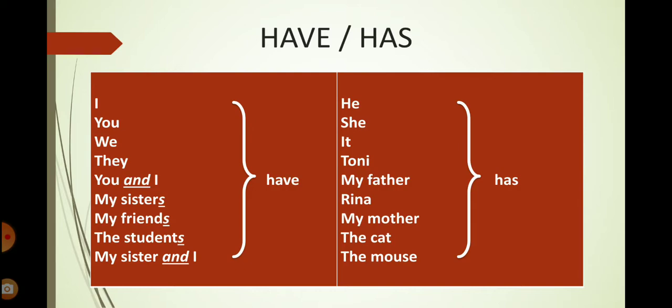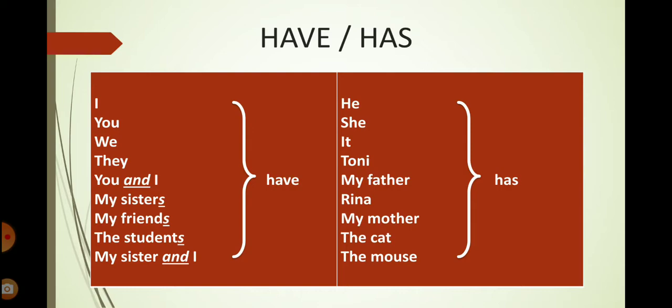So I have a cat. You have a new book. We have good school. They have. You and I have. My sisters have. My friends have. Examples. My friends have good scores in tests. The students have clean class. My sister and I have a kind parent. Do you get it? Yes, I'm sure you understand about it.